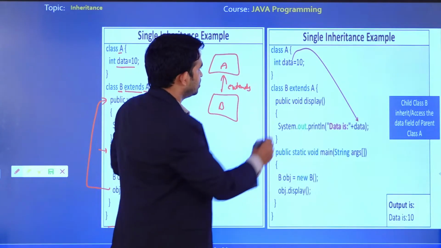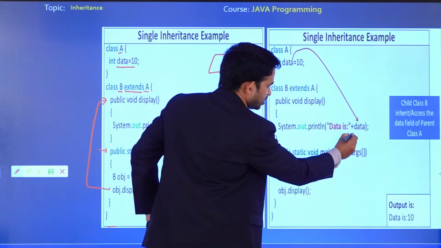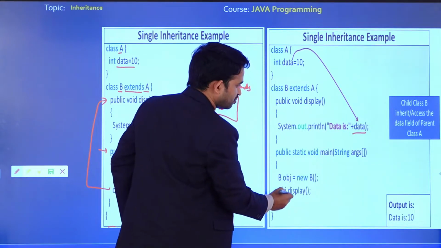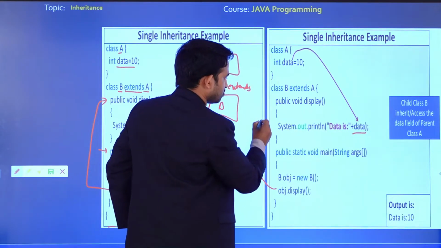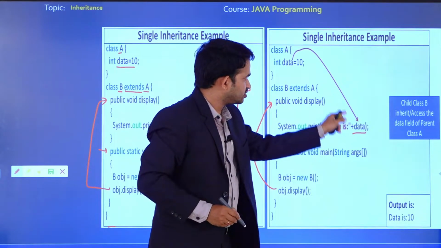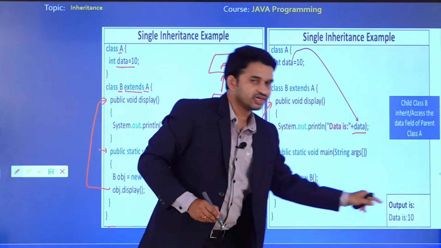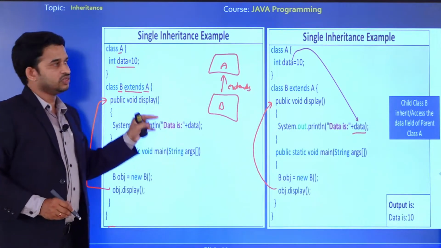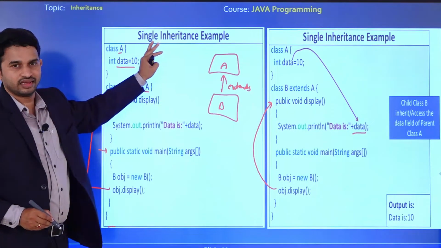Here data 10 is copied into this class. The next one, obj.display, means it will display the content inside this method. What is the content here? Data is 10. So data is 10 is the output of this simple example. So this is the example for single inheritance.